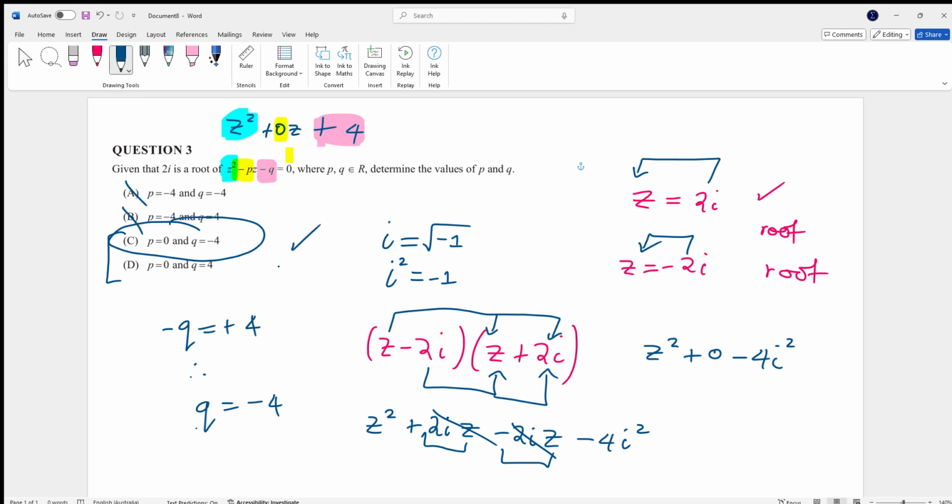Would you need a calculator? Probably not. You could do this all by hand, but a calculator might make it a bit faster as well. Now, if you have any questions about this one here, you need to study complex numbers a bit better.